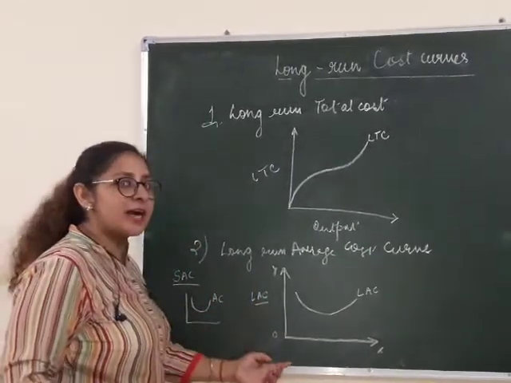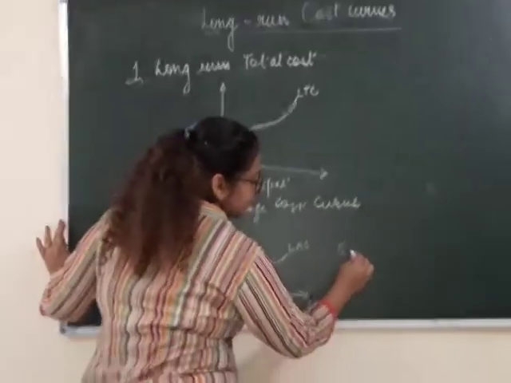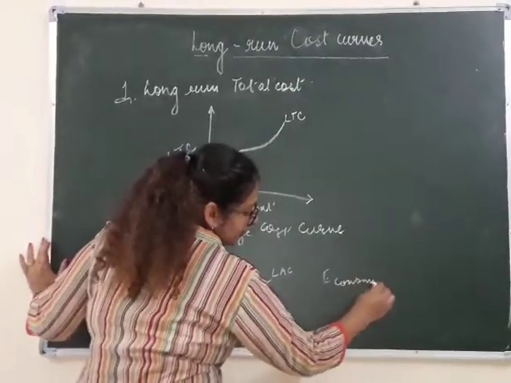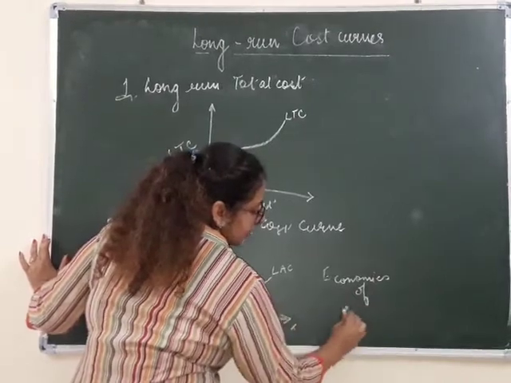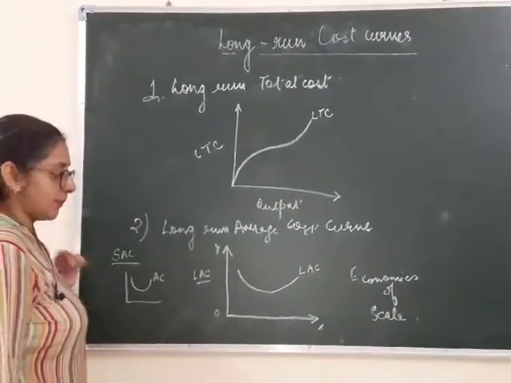And the reason behind why it is U-shaped is the economies of scale. I will explain the economies of scale. The reason behind its U shape is economies of scale.